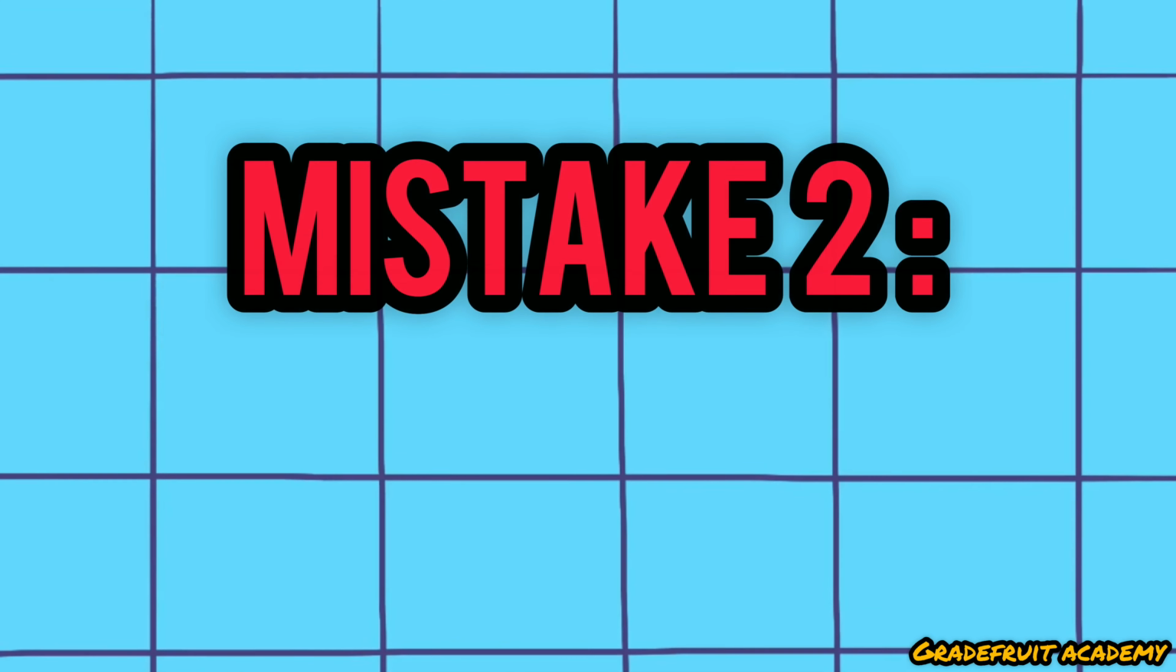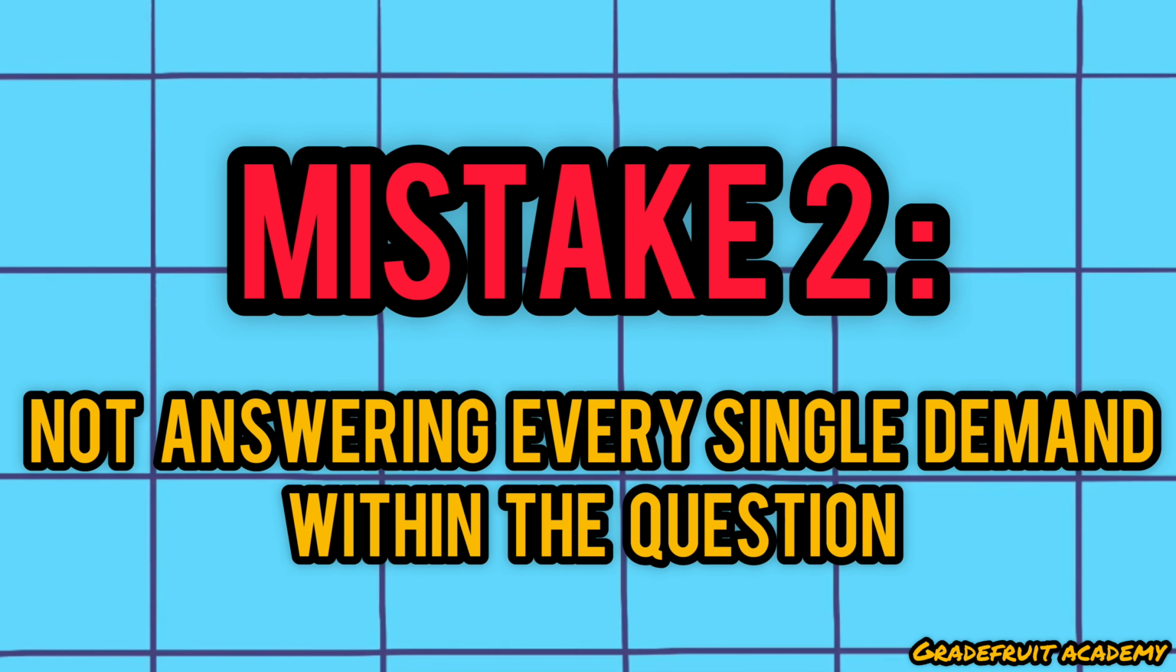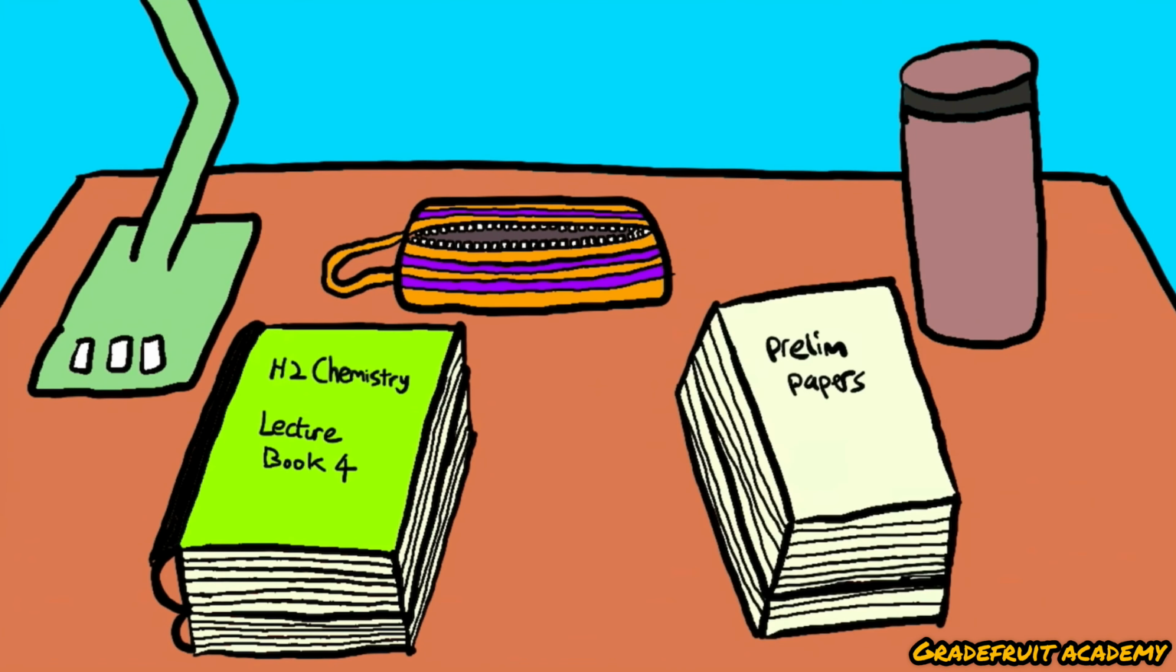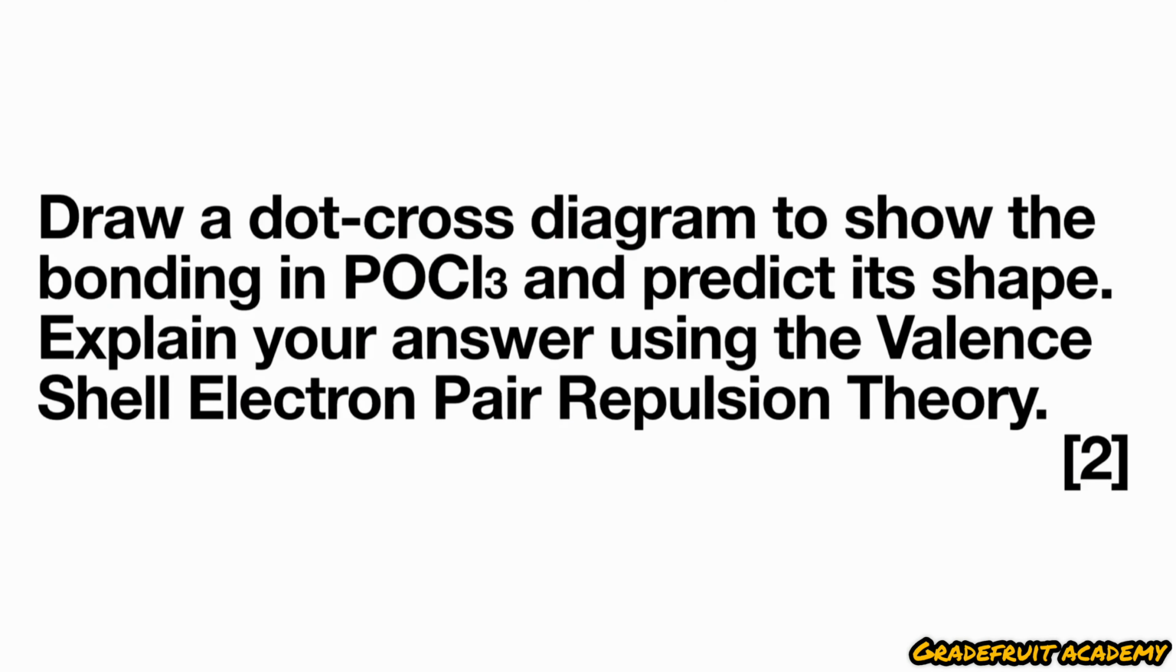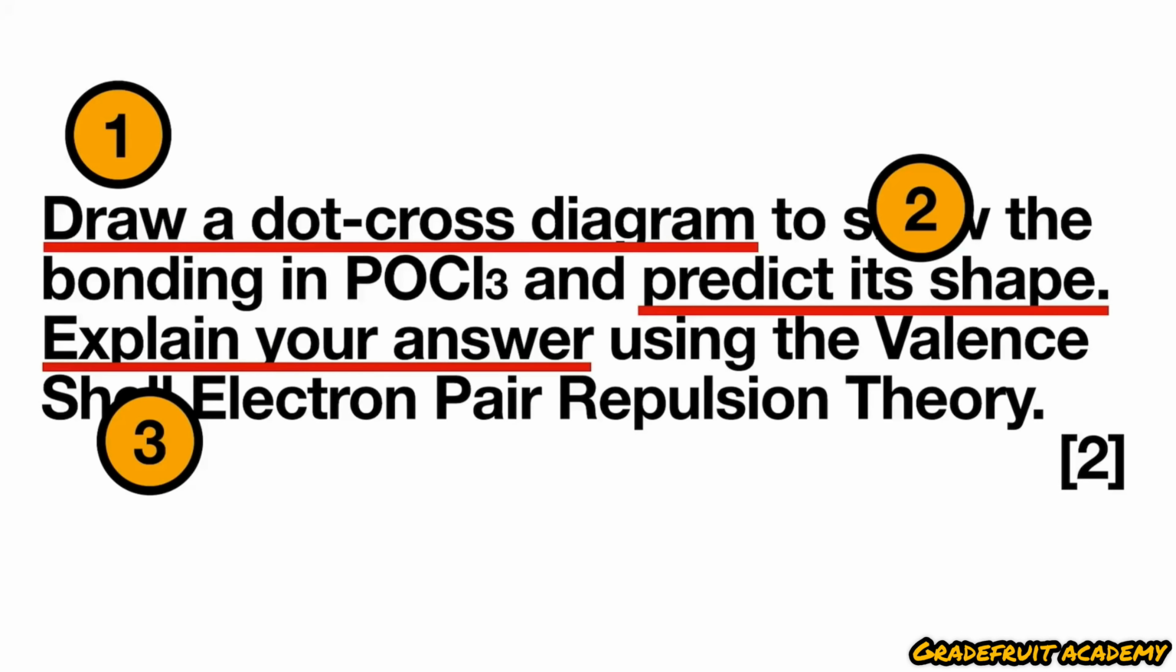This brings me to the second mistake that students make, which is not answering every single demand within the question. If you've looked through enough exam papers, you'll realize that there could be multiple questions within a question, like this one. There are 1, 2, and 3 demands in this question.